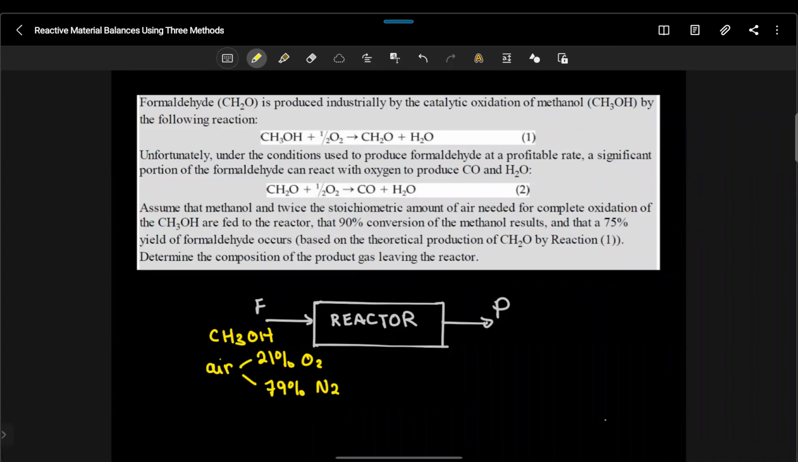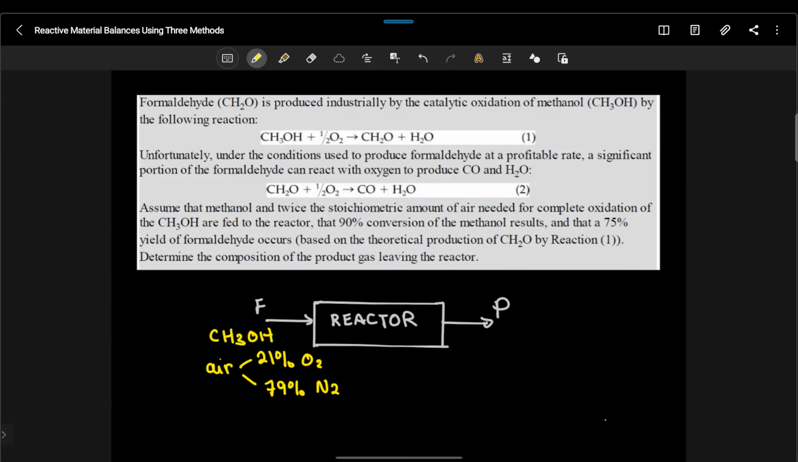Assume that methanol and twice the stoichiometric amount of air needed for complete oxidation of the methanol are fed to the reactor. That 90% conversion of the methanol results, and a 75% yield of formaldehyde occurs based on the theoretical production of CH2O by reaction 1. So the goal here is to determine the composition of the product gas leaving the reactor.